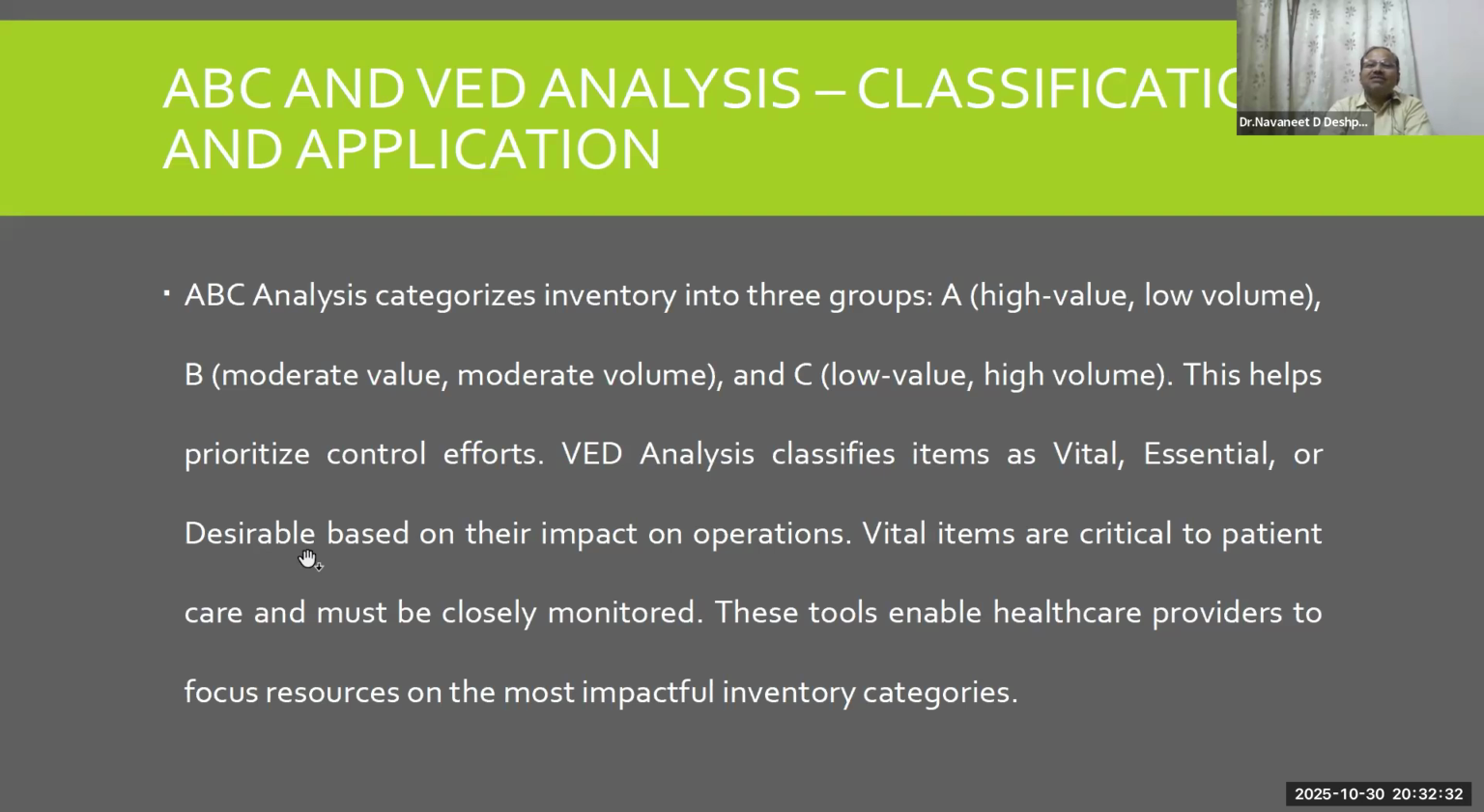Some hospitals do not have this desirable category. Some other hospitals don't have desirable things. They only have vital and essential, especially in tier two towns. So you should do all this ABC analysis and VED analysis based upon the impact on operations. Vital items are critical to patient care and must be closely monitored.